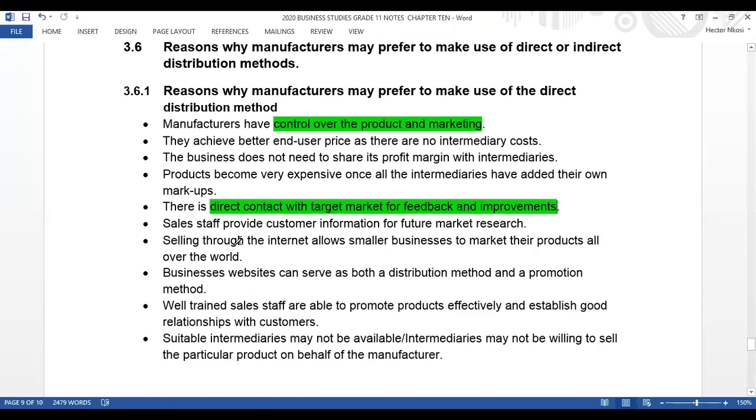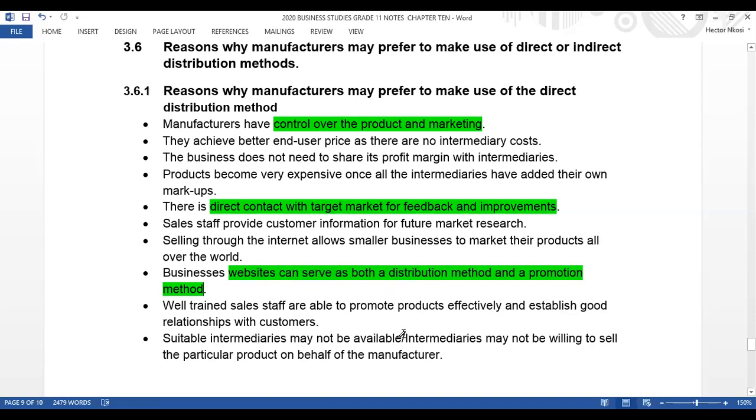Selling through the internet allows smaller businesses to market their own products over the world. Business websites can serve as both, very important. So your website can serve as both a distribution and promotion method. Well-trained sales staff are able to promote products effectively and establish a good relationship with customers. That's also an important point.